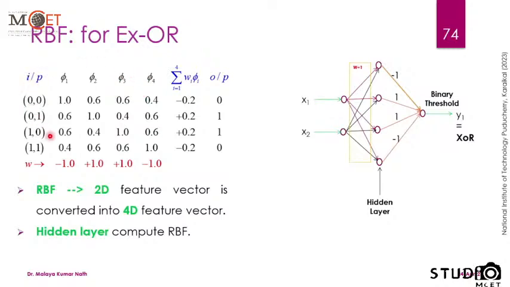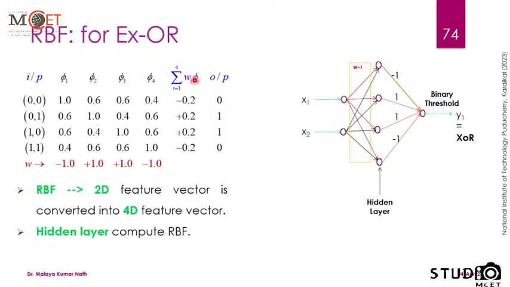Now after computing this, if I suitably choose W, that is minus 1.0 for phi 1, plus 1.0 for phi 2, plus 1.0 for phi 3, and minus 1.0 for phi 4, and use the summation over i equals 1 to 4 of w_i phi_i, and calculate this value, I can see that for 0, 0 and 1, 1, the output is negative, and for the rest of the combinations, the output is positive.